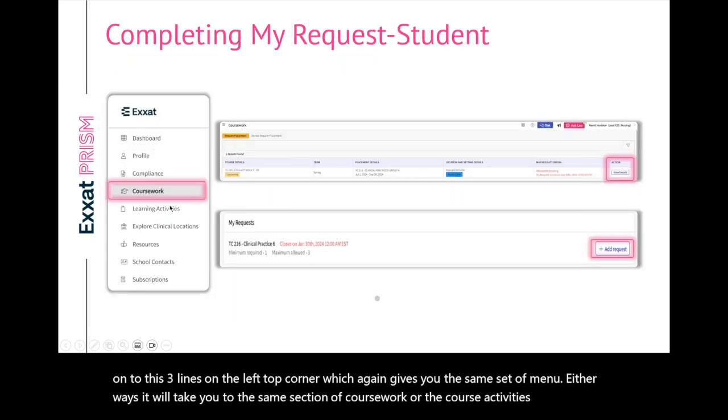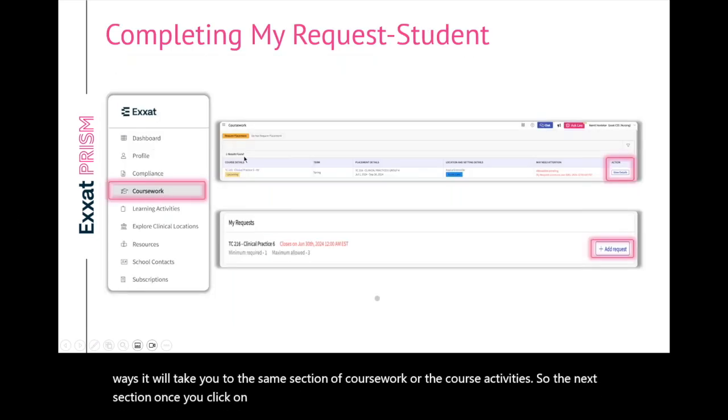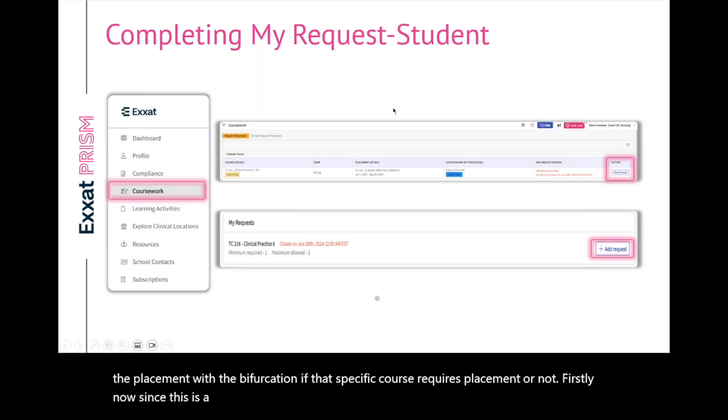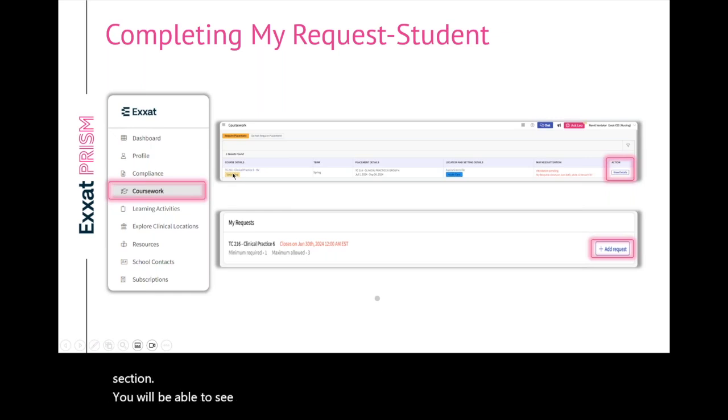So the next section, once you click on coursework, all right, it opens up to this section where you can see the placement with the bifurcation of whether that specific course requires placement or not. Now, since this is a placement course, it will always be under the requires placement tab. Under this section, you will be able to see the course name, which term it is specifically for, and what are the placement details with the start and end date.